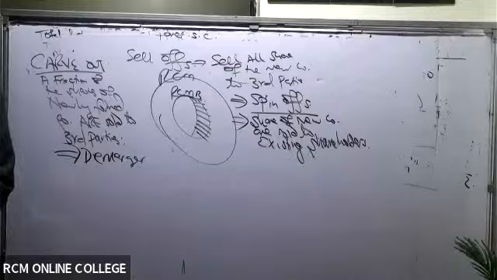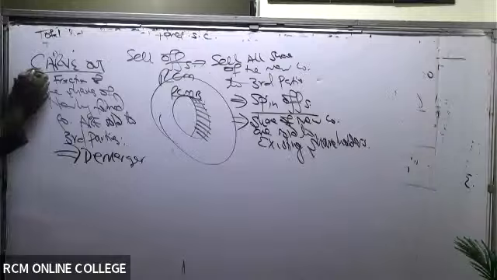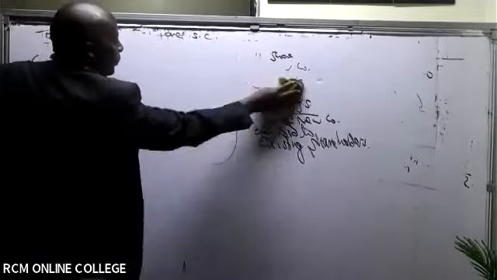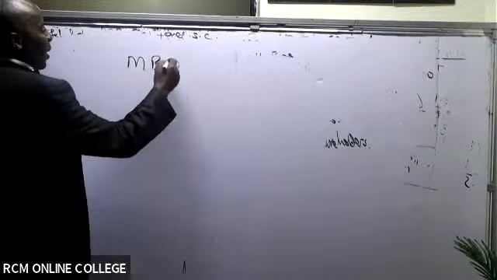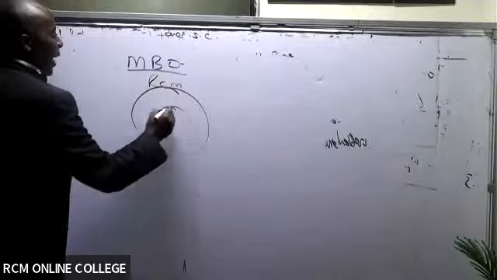Then, ladies and gentlemen, we have what we call management buyouts. It's a form of unbundling as well. So we have RCM, for example, and then we have RCMB.